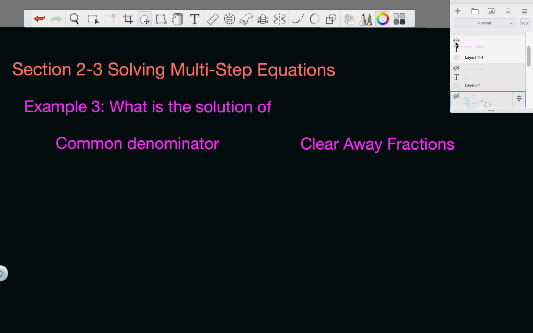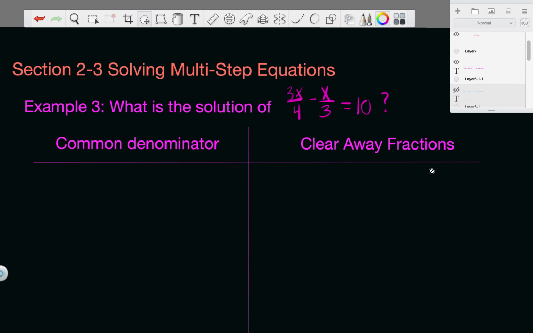So, next up, we have this problem that can be done in two different ways. Now, it looks scary because we have fractions, but there's two ways we're going to do this. We're going to first work with getting a common denominator, and then we're going to work with clearing away the fractions. Okay? So, first one we're going to work on again is common denominator.